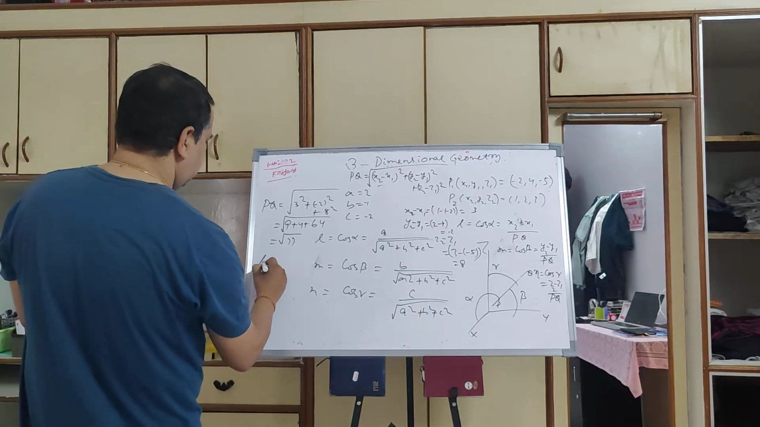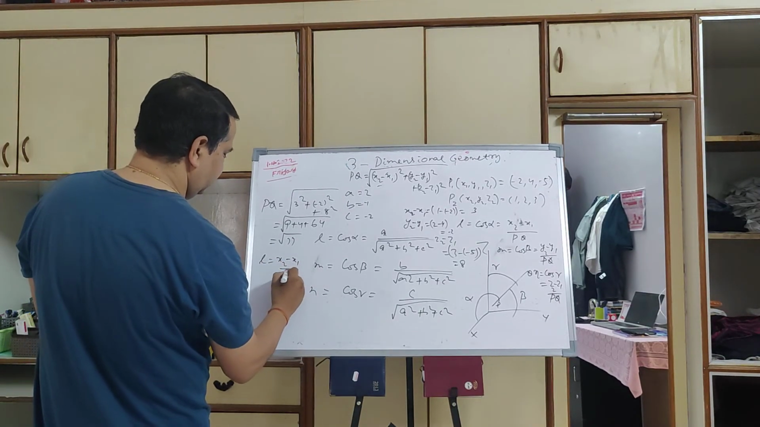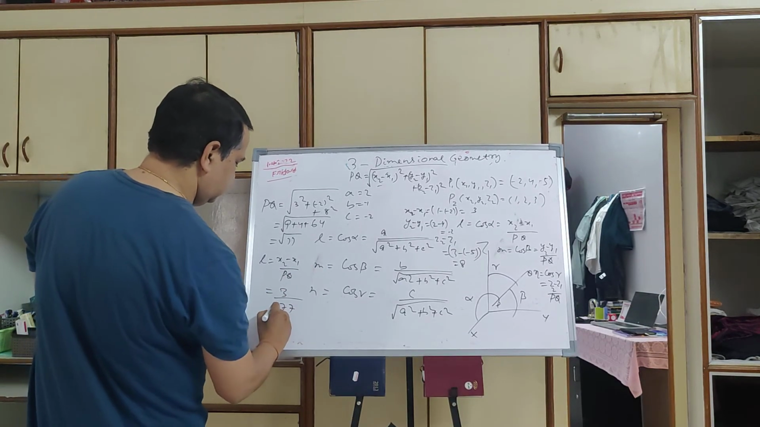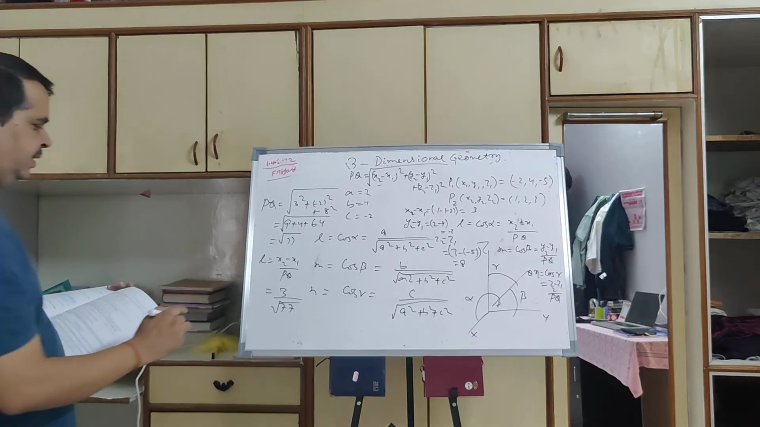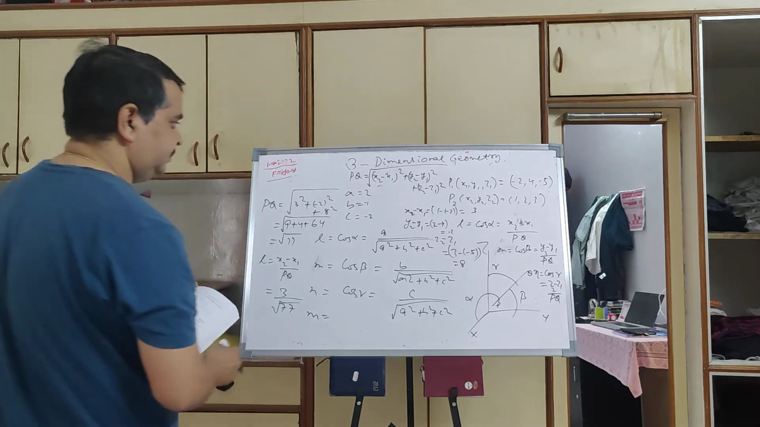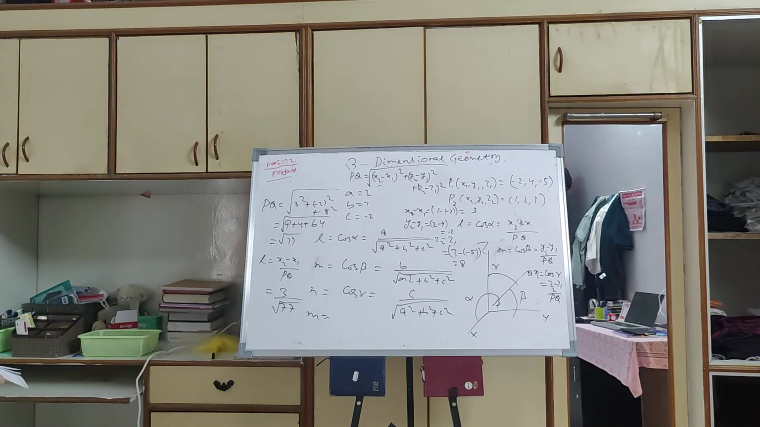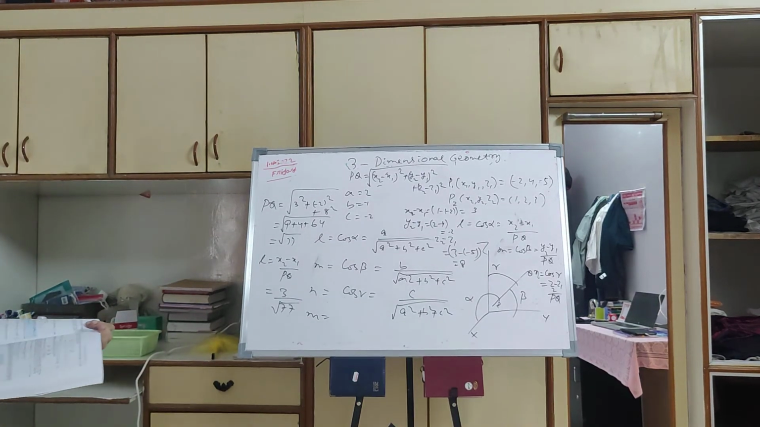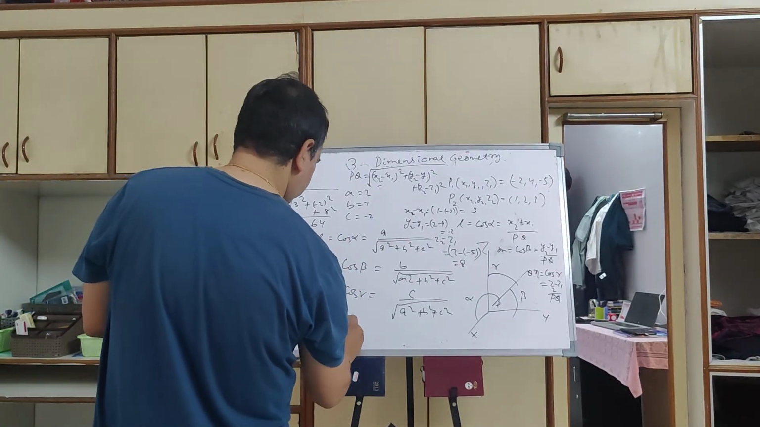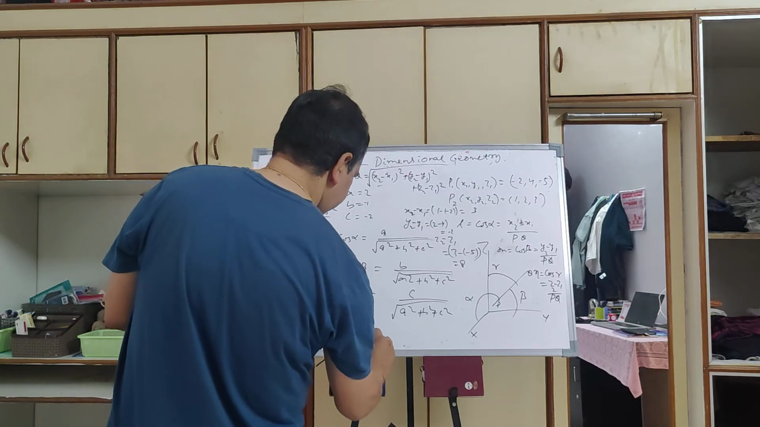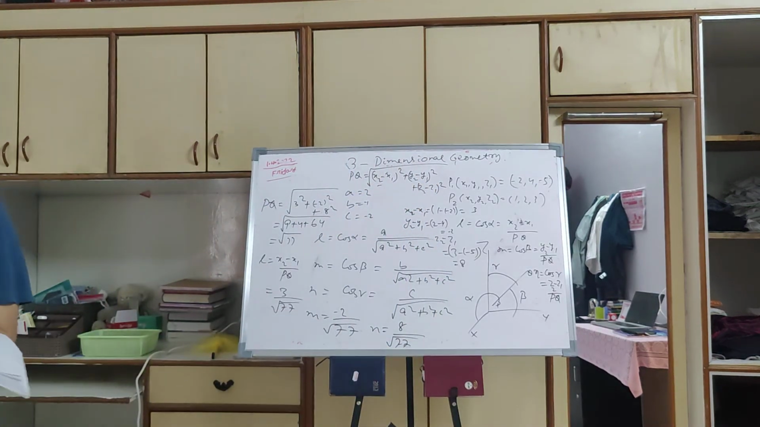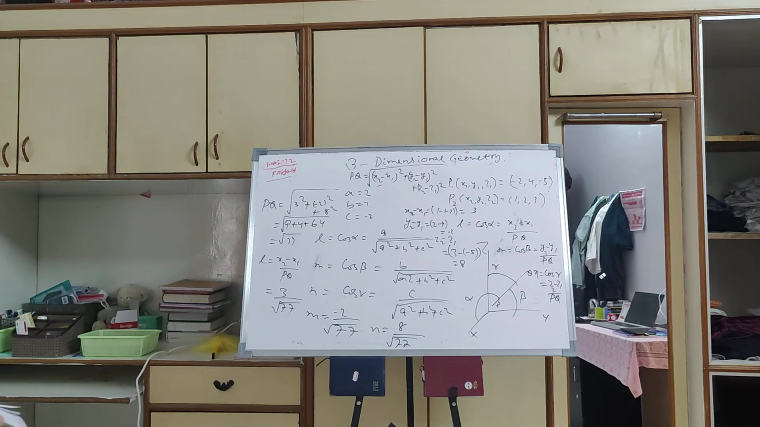So what is your L? L is (x2 minus x1) by PQ, which is 3 by square root 77. This is direction cosine, calculated from the coordinates of x and y. Then m is (y2 minus y1) by PQ, which is minus 2 by square root 77. Then n is equal to 8 by square root 77. So knowing the coordinates of two points, you can find the direction cosines.